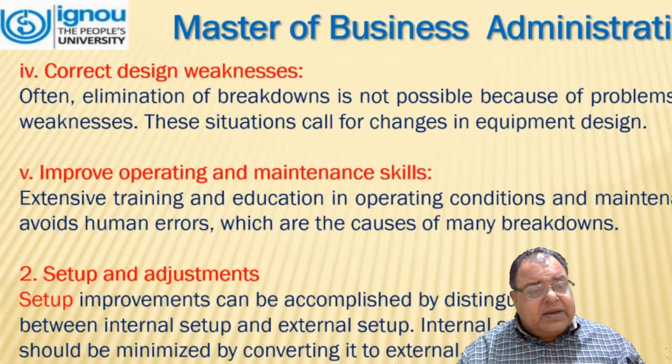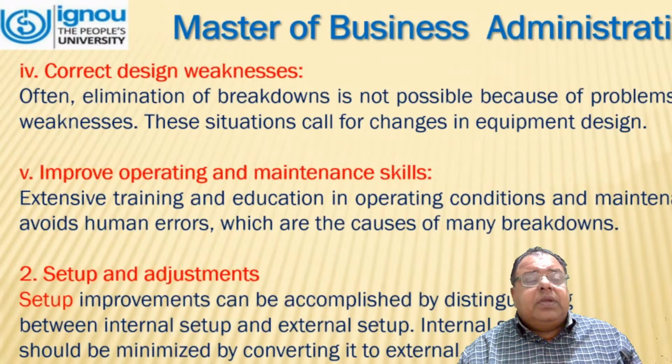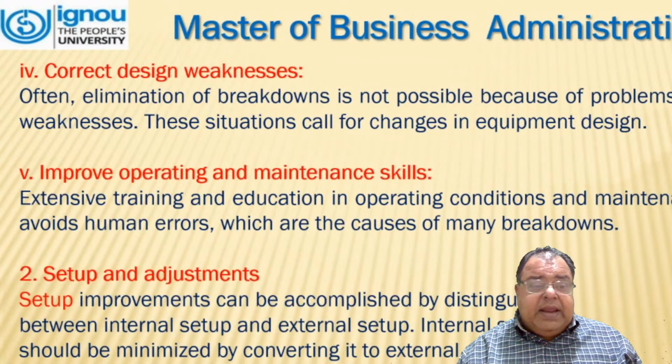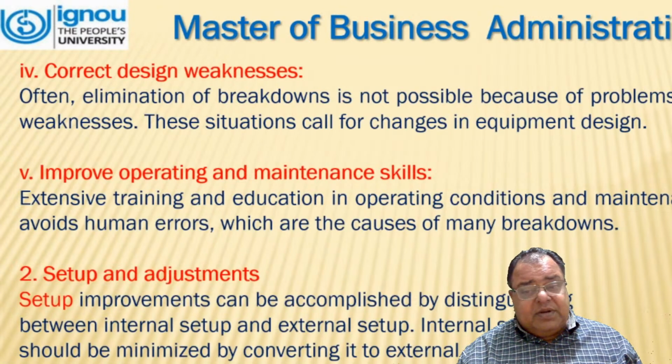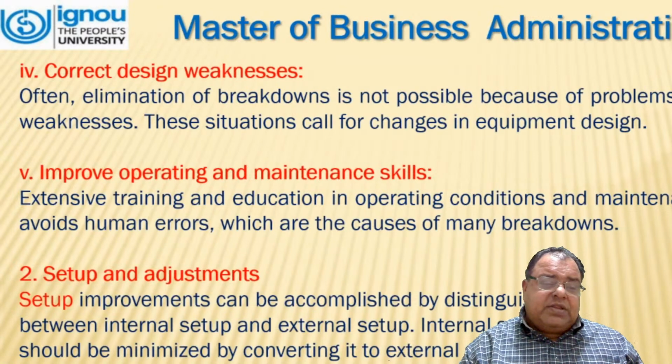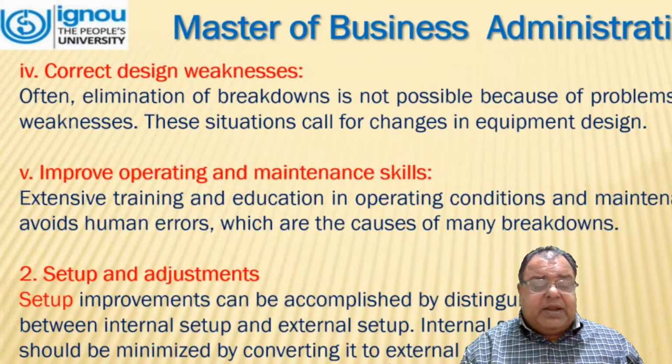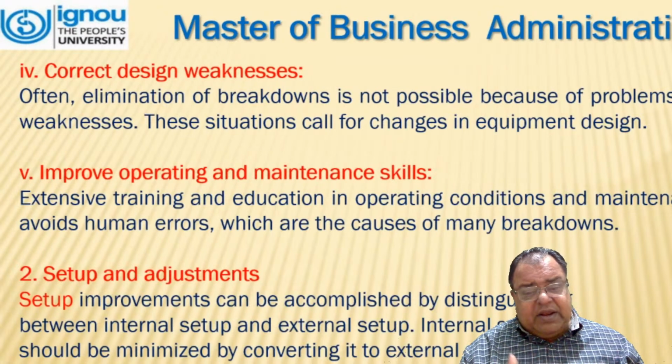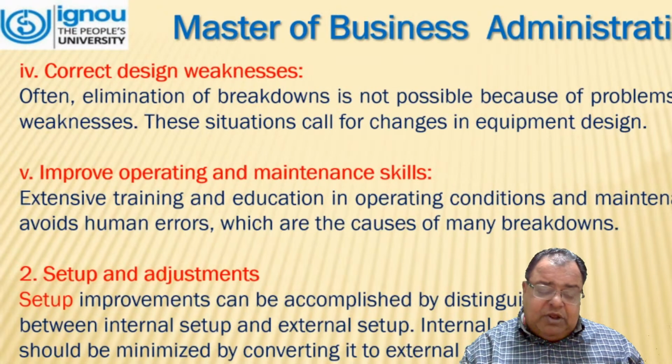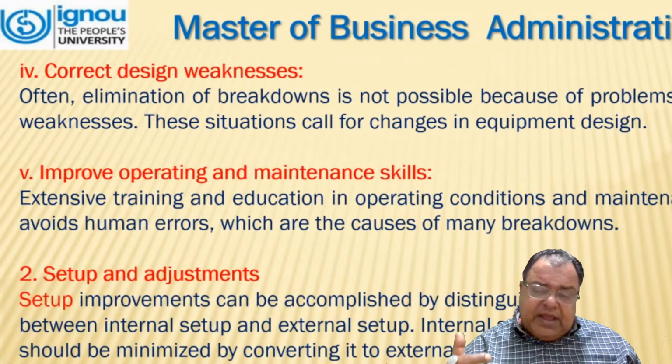Fourth one is correct decision weaknesses. Often, elimination of breakdowns is not possible because of problems caused by design weakness. These situations call for changes in equipment design. Fifth one is improve operating and maintenance skills. Extensive training and education in operating conditions and maintenance workmanship avoids human error, which is the cause of any breakdown.